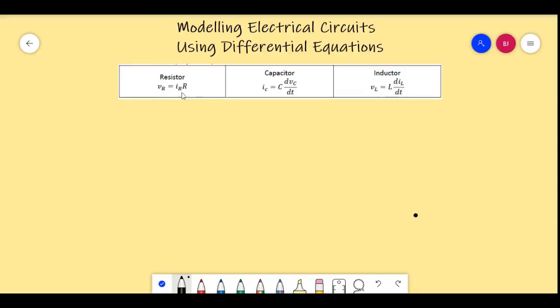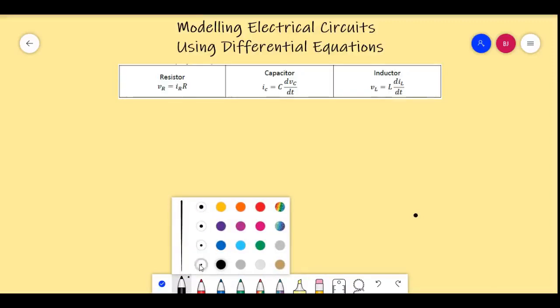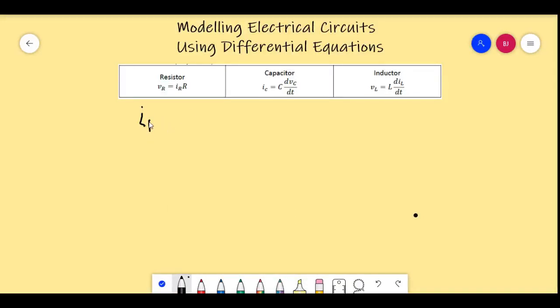So for resistor, it's just using Ohm's law, which is VR equals IR times R, or voltage equals current times resistance. But if we are to actually use current, so IR would be equal to VR over R.